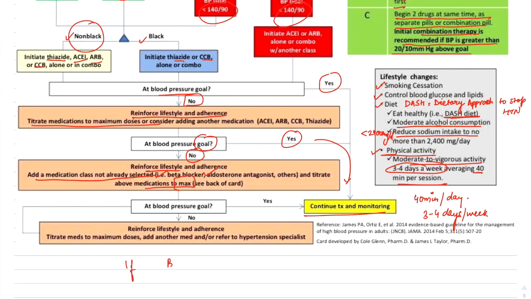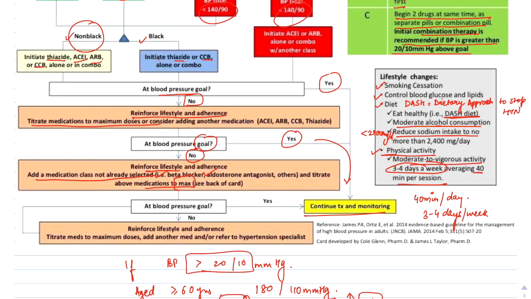If the BP is more than 20 by 10 mm above the set goal, for example, in a person aged more than or equal to 60 years, the person has a BP of 180 by 110 mm of mercury, and the target here is 150 by 90. So the difference here is 30 in systolic and 20 in diastolic. So it has a difference of more than 20 by 10, right? 30 by 20 is more than 20 by 10. The difference is more, so the initial therapy should be a combination therapy.